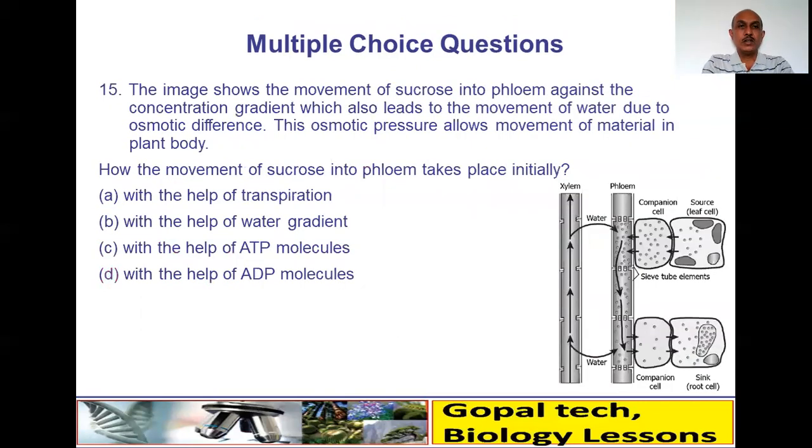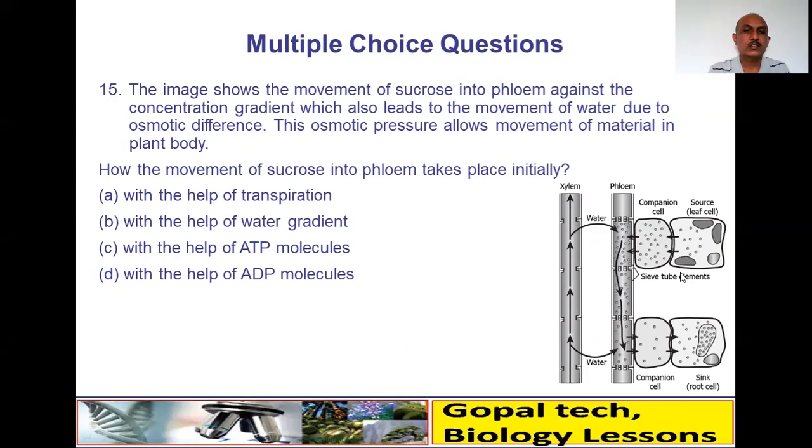15th question. The image shows the movement of sucrose into the phloem. You can see the arrow mark, xylem is here, phloem is here, and sieve tubes are there. Against the concentration gradient, which also leads to the movement of water due to osmotic difference. This osmotic pressure allows the movement of material in the plant body. How does the movement of sucrose into phloem take place initially? I read all the 4 options, write the correct answer by pausing the video, then check it.